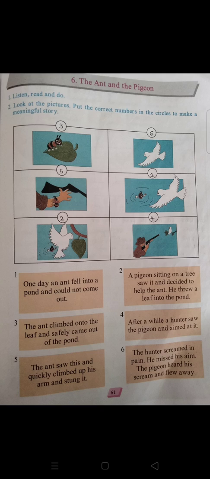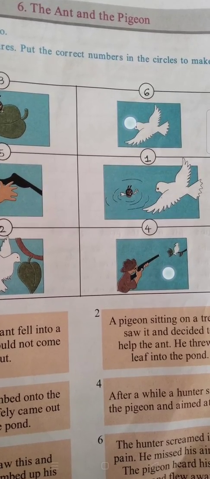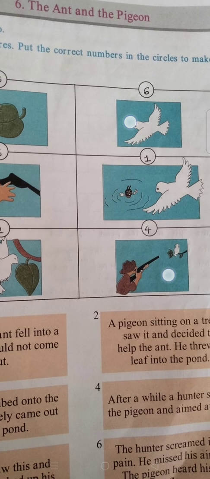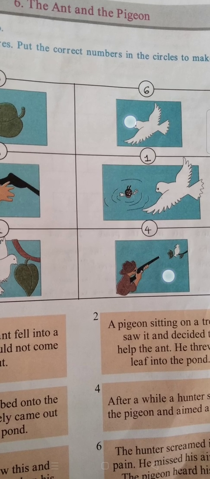So now we will start reading the story number wise. One day an ant fell into a pond and could not come out. Now see here near number 1. Near number 1 we can see how the ant has fallen into the pond, and who has come to help him? The pigeon has come to help him. So now the ant has fallen into the pond and he is not able to come out of the pond.